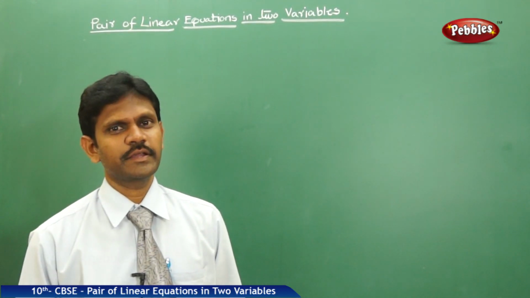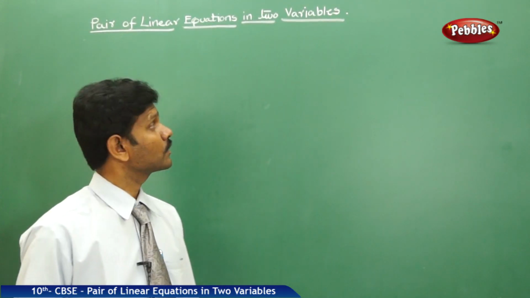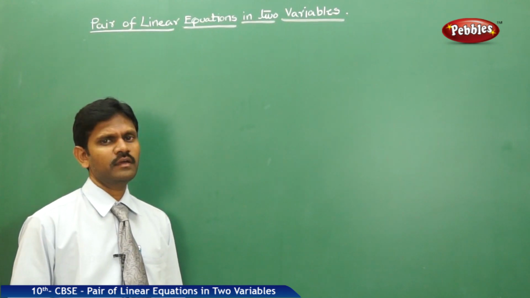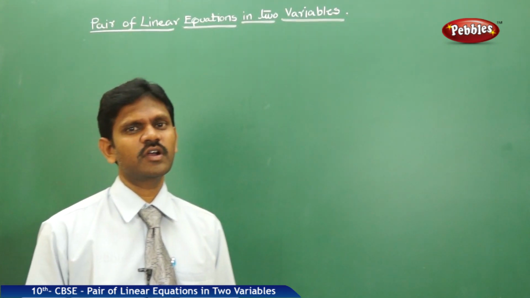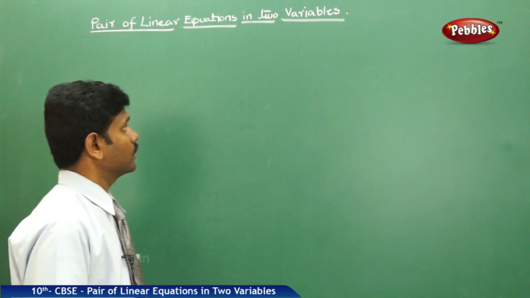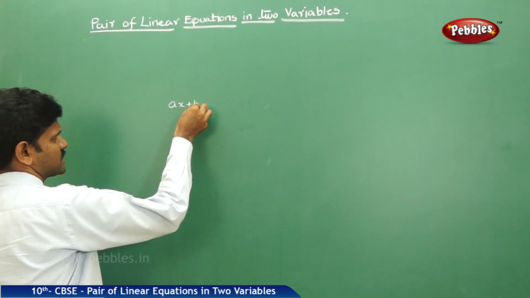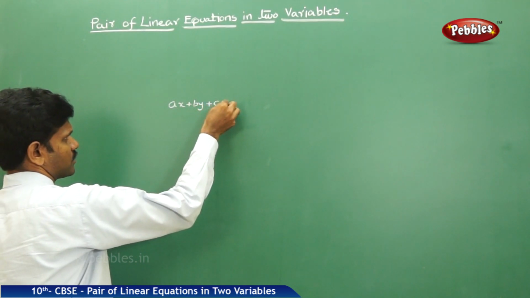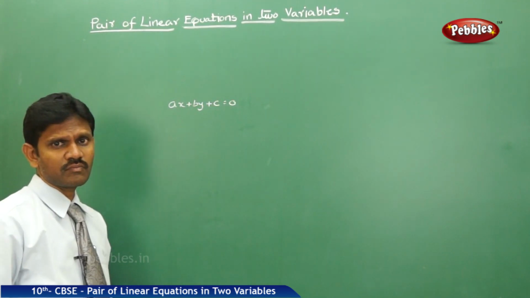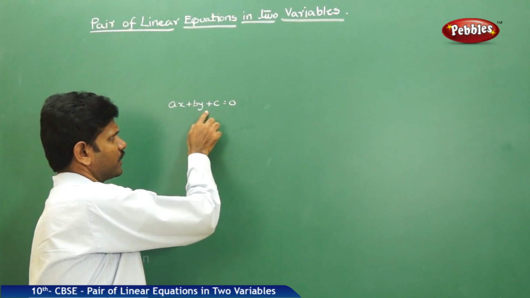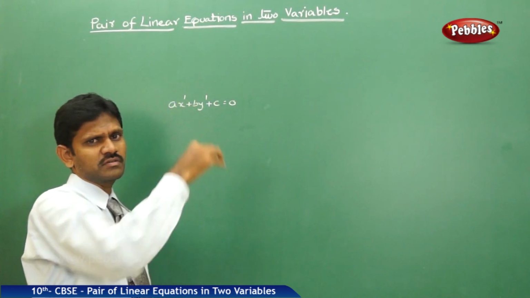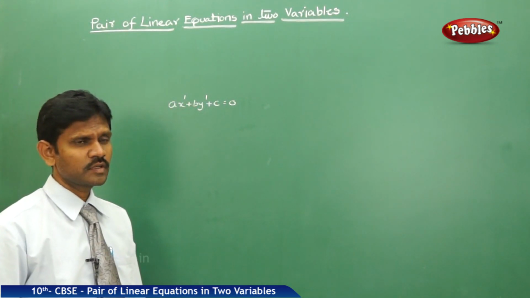What is meant by a linear equation? In terms of x and y, a first order degree equation is called a linear equation. That is, ax plus by plus c is equal to 0. In terms of x and y, a first order degree equation is called a linear equation.